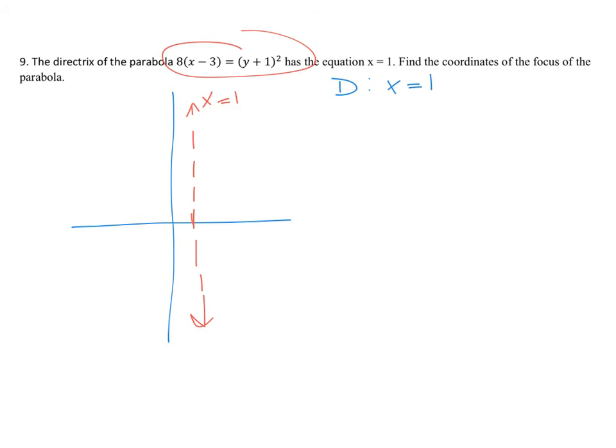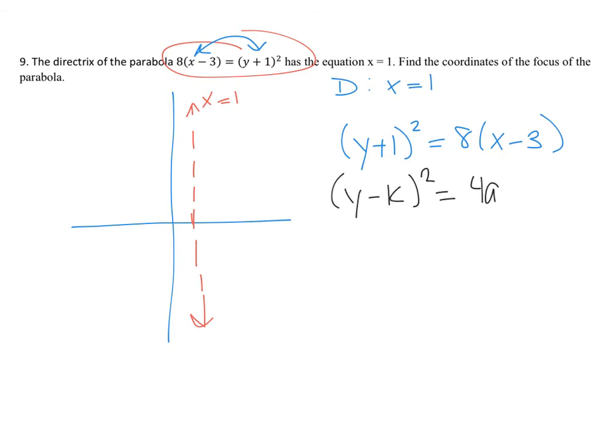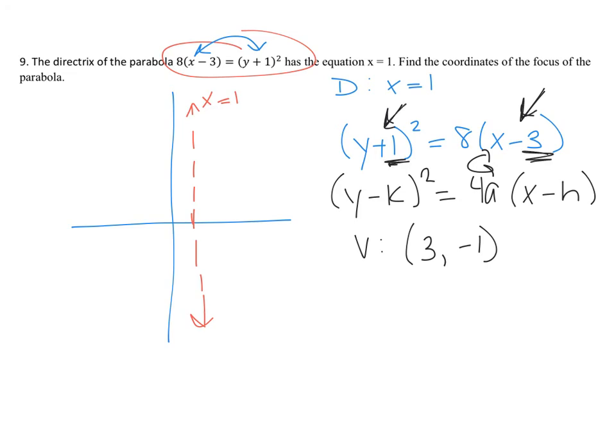Now, what's annoying about the equation they gave me is that it's in the wrong order, so I'm just going to flip around the sides, making (y plus 1) squared on the left and 8 times (x minus 3) on the right. This formula is (y minus k) squared equals positive 4a times (x minus h). This tells me my parabola is opening up to the right. Okay, my vertex is going to be positive 3, comma, negative 1. Remember, it's opposite signs. This is the x-coordinate because it's next to the x, and this is the y-coordinate because it's next to the y.